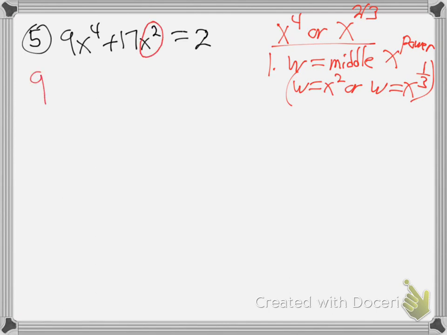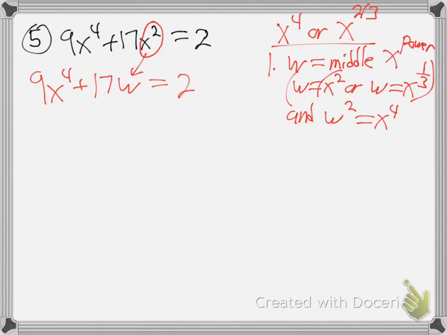So I'm going to rewrite this problem, and w is going to take the place of x squared, and w squared equals x to the 4th. Do you see why that is? I know this probably seems very weird to you at first. It's kind of like calling something by a new name. I'm going to call x squared by the new name w. You'll see why in a minute. So I'm just giving it a new name.